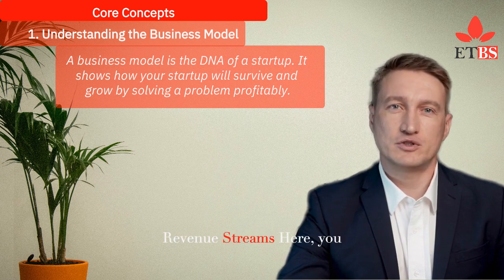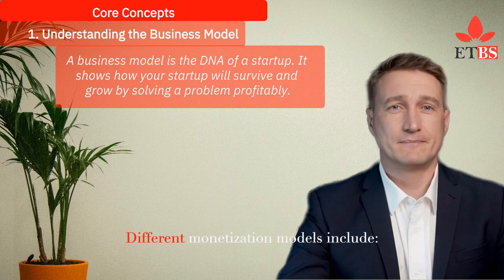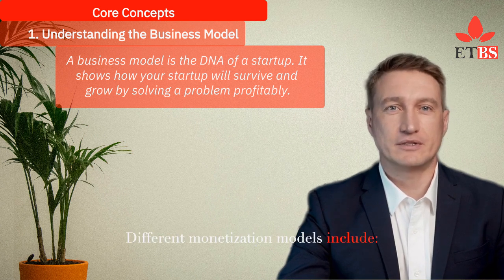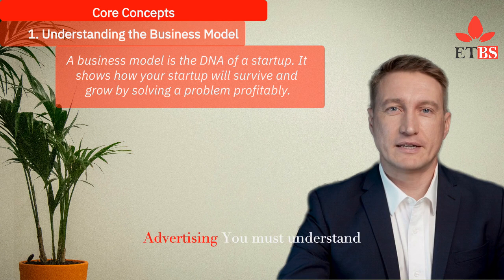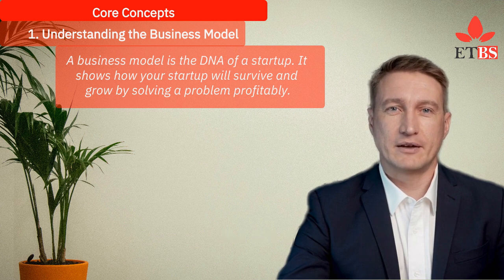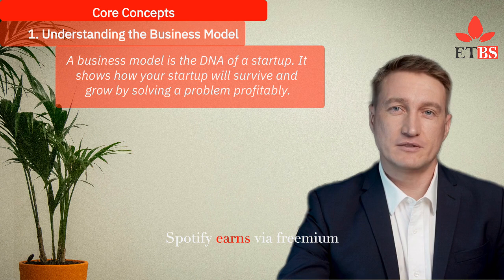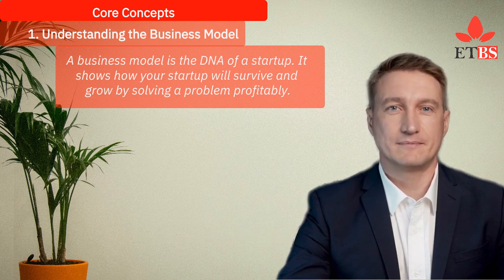7. Revenue streams. Here, you outline how you'll make money. Different monetization models include direct sales, subscription, freemium, pay-per-use, licensing, advertising. You must understand your pricing strategy, customer acquisition cost, CAC, and LTV. Example: Spotify earns via freemium plus premium subscriptions plus advertising.